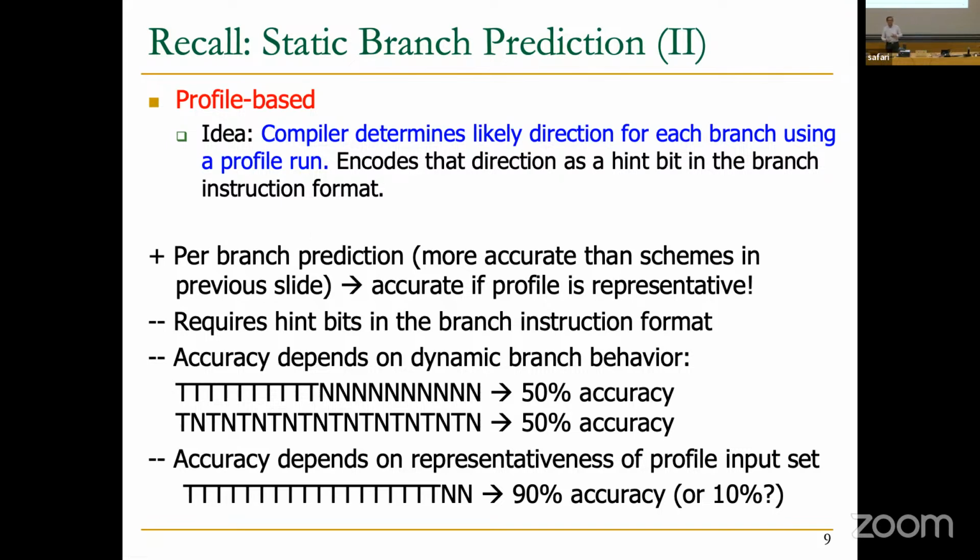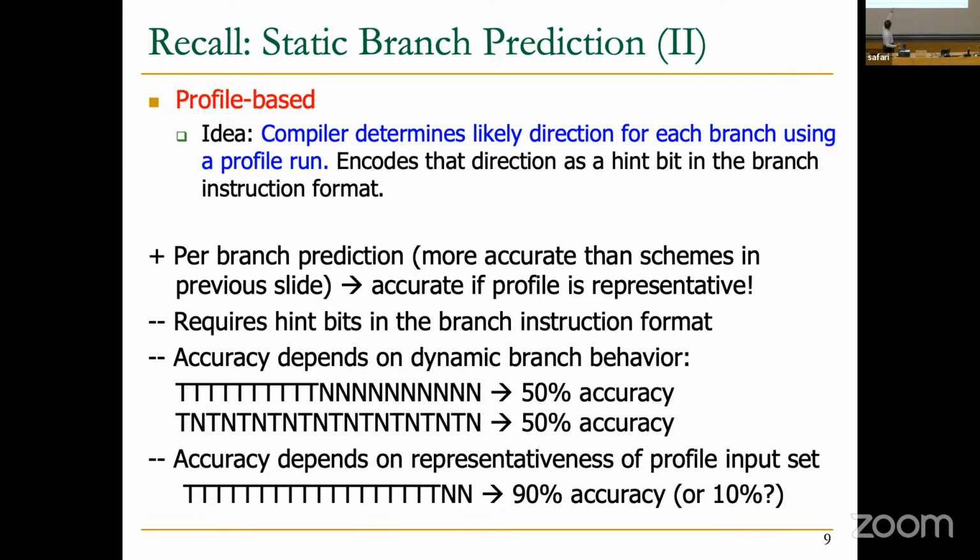You can distinguish if one branch is biased to be taken, the hint bit can indicate taken. If another branch is biased to be not taken, the hint bit for that branch can indicate not taken. So it's good. But of course, there are downsides, like it requires changes to the ISA, instruction set architecture, right now. And we saw that the accuracy depends on dynamic branch behavior. If the branch is not biased, this doesn't work very well, basically.